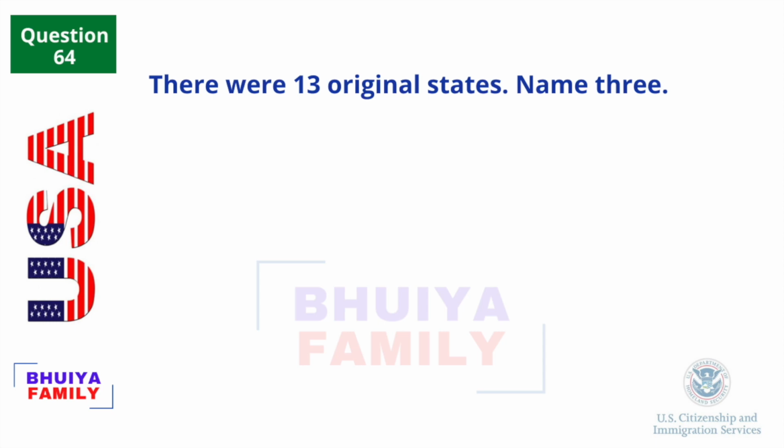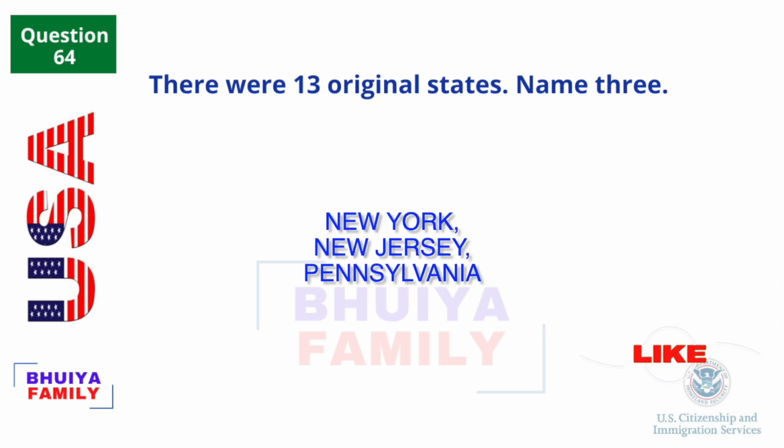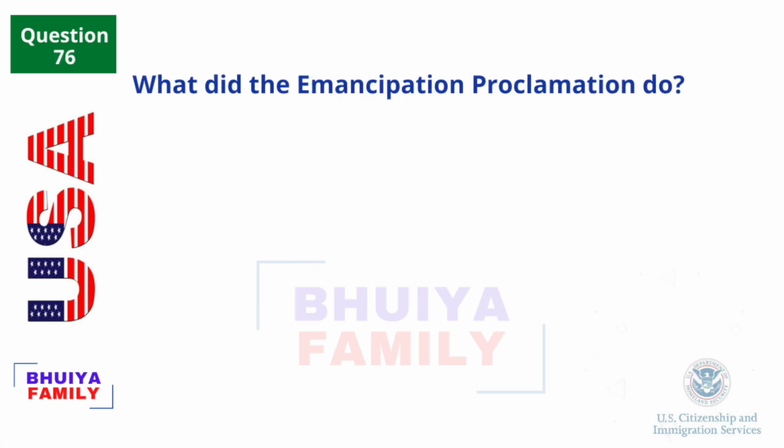There were 13 original states. Name 3. New York, New Jersey, Pennsylvania. What did the Emancipation Proclamation do? Freed the slaves.